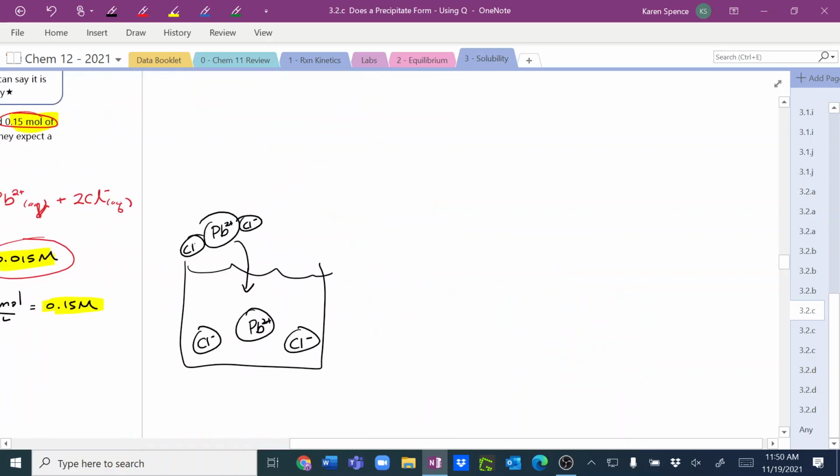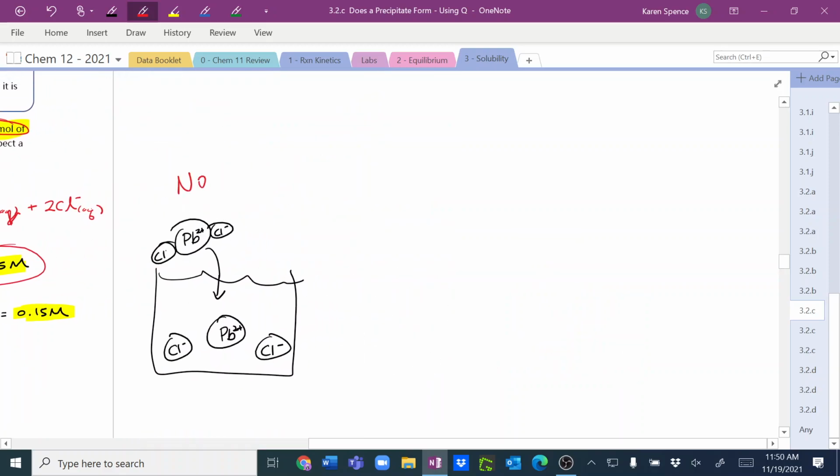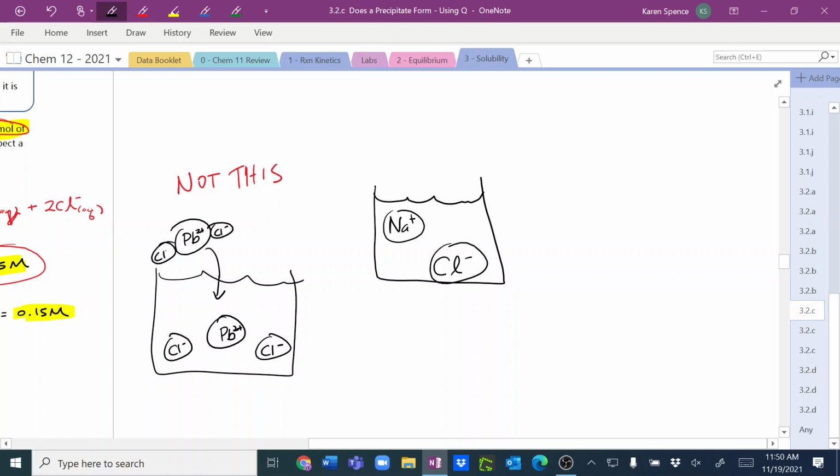So what we had instead of this, so we did not have this. What we did have was we had... I'm going to say this is 0.5 liters.